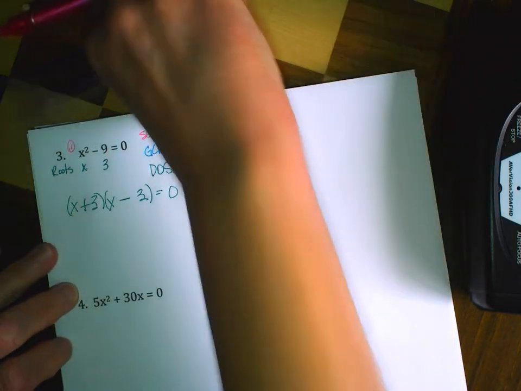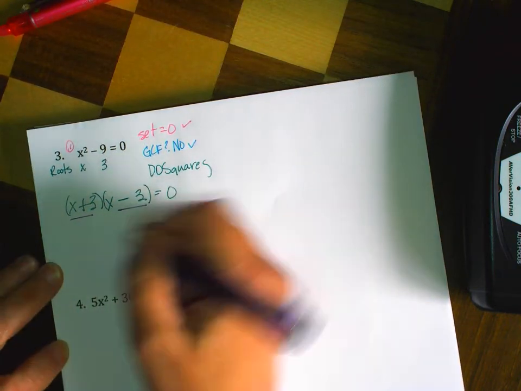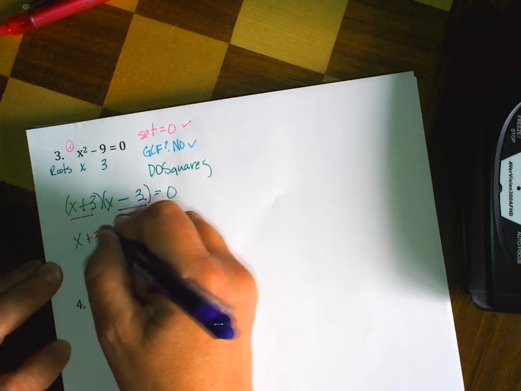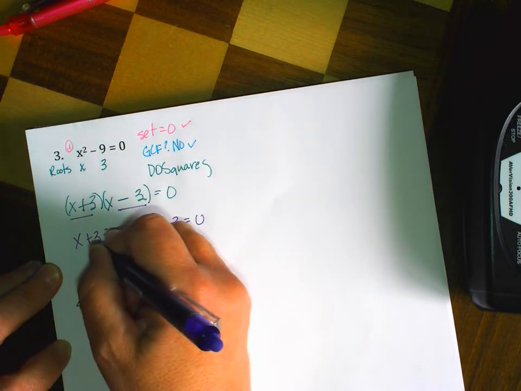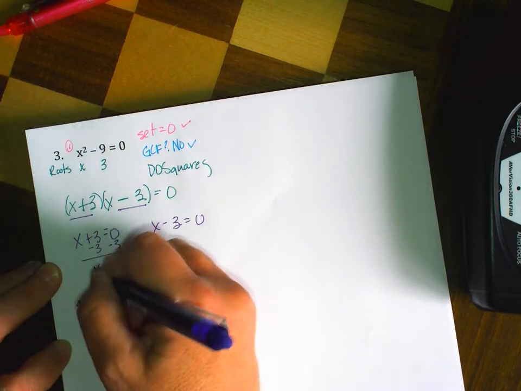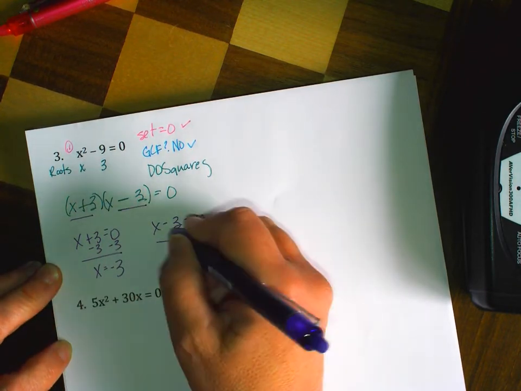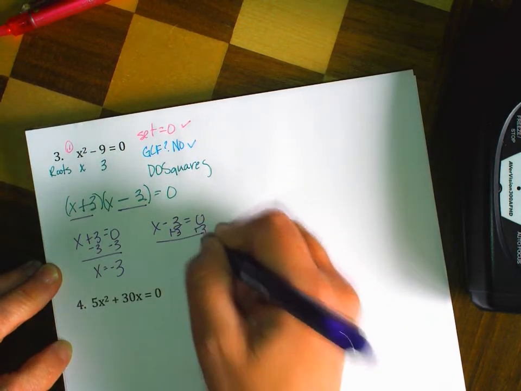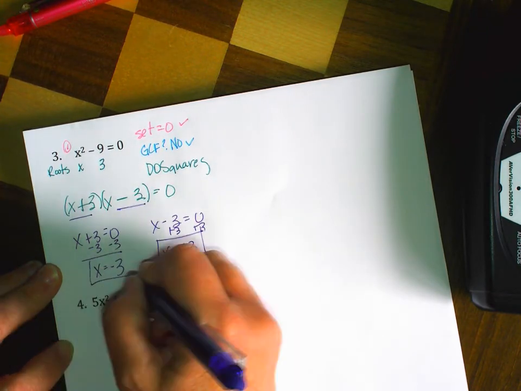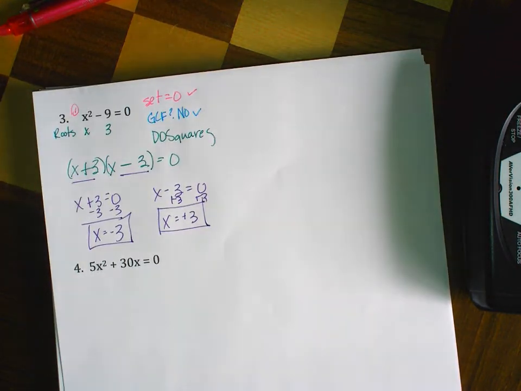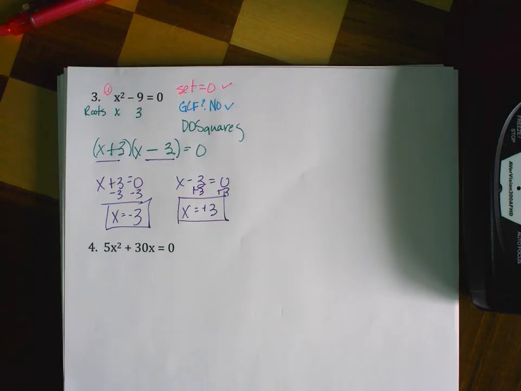Then, of course, we set each factor equal to 0. So I have x plus 3 equals 0, and x minus 3 equals 0. I'm going to subtract 3 here, so x equals negative 3, I'm going to add 3 here, so x equals positive 3. And those are my two solutions. Okay, so if you have a difference of squares, you can still solve it by factoring.